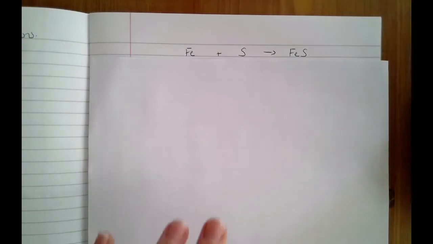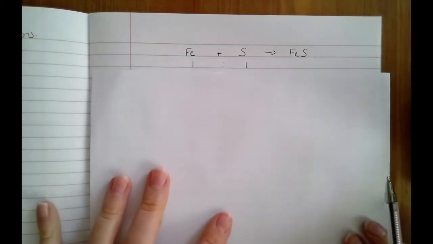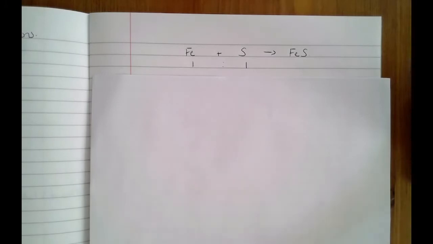So if we go back to another 1:1 example, I've got iron here reacting with sulfur to give me iron sulfide. Again, this equation is already balanced, so I've just got a 1:1 ratio between iron and sulfur. So again, this ratio tells me that if I had 1,000 atoms of iron, I would be reacting it with 1,000 atoms of sulfur.